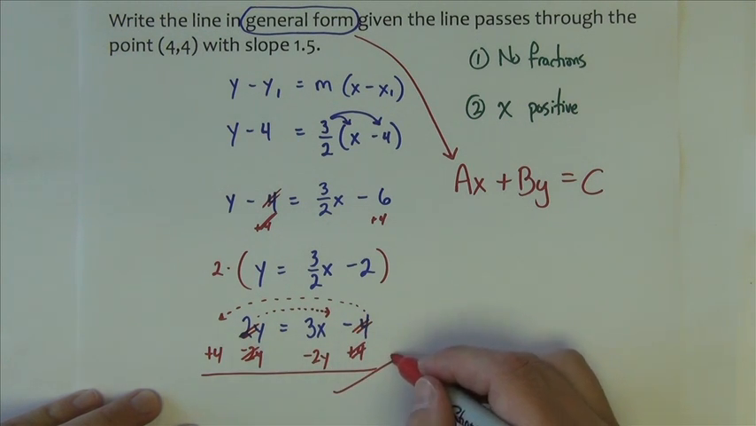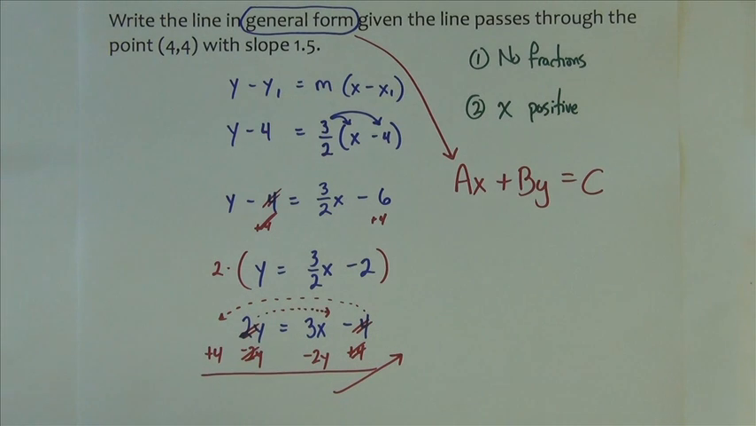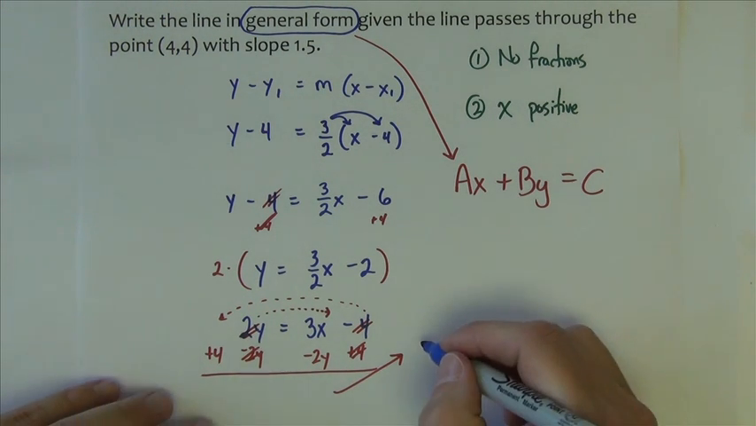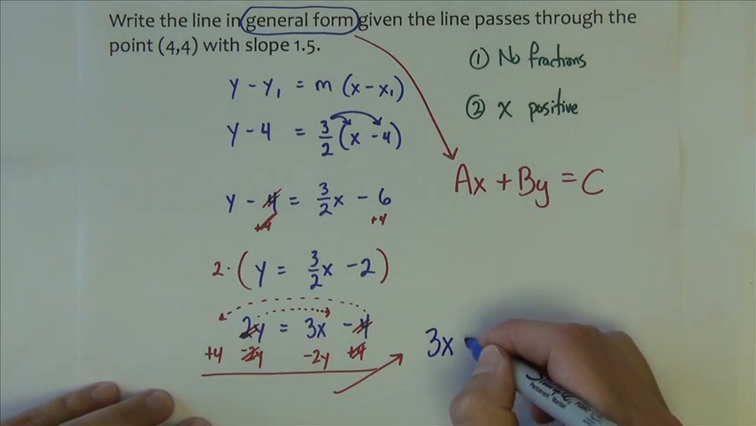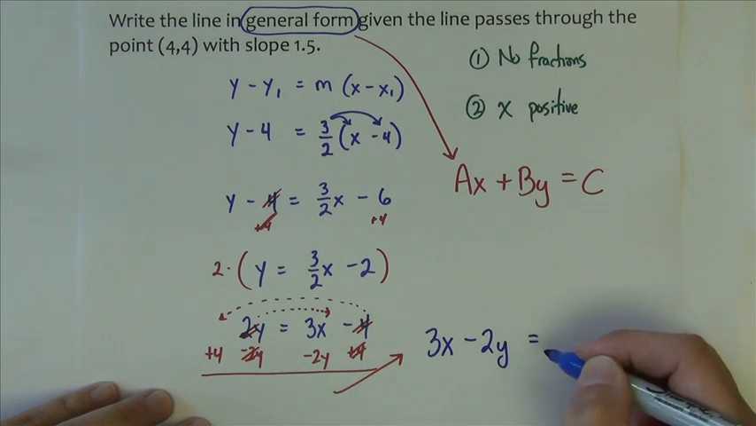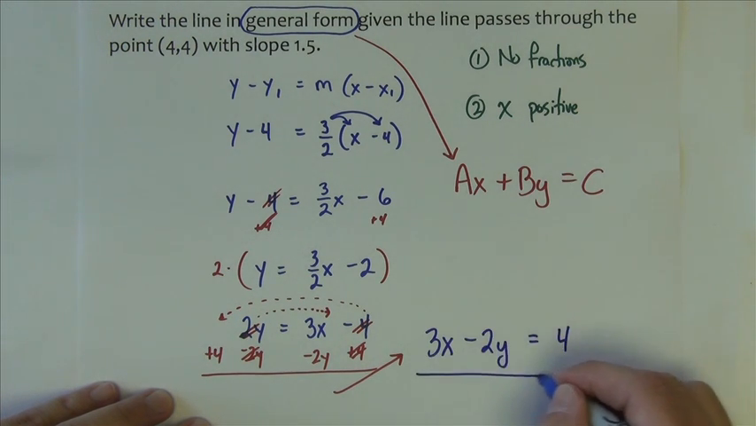Okay, let me write the answer right over here. I'd end up with, on one side of the equation, 3x minus 2y. On the other side, we'd have 4.